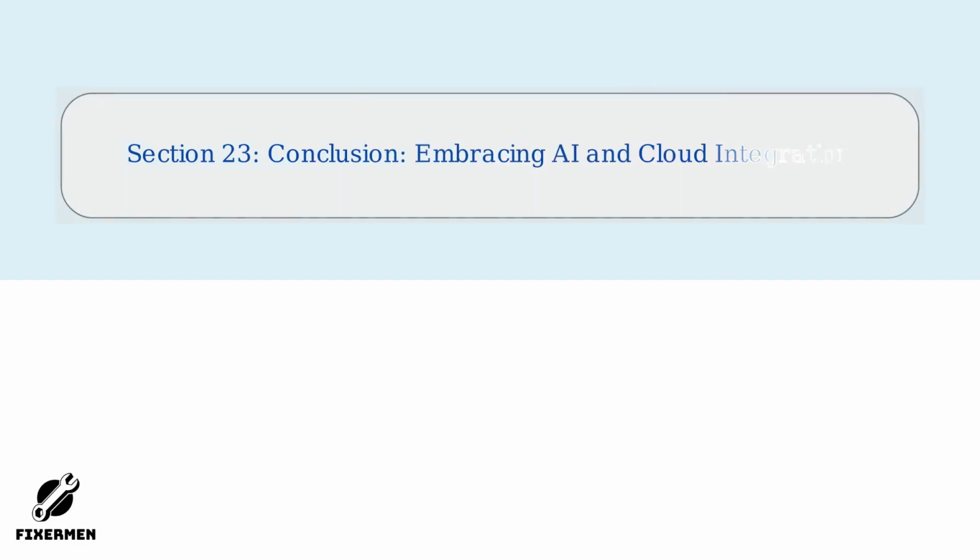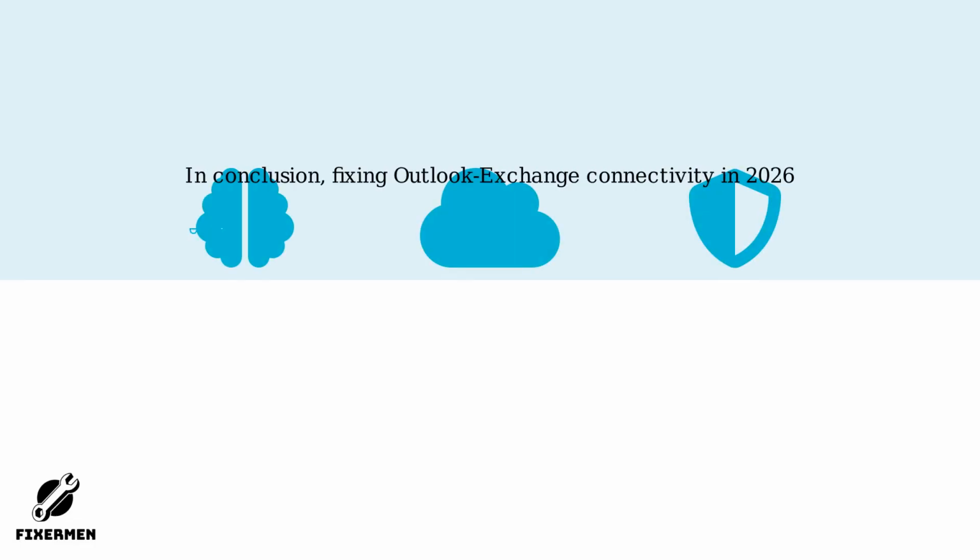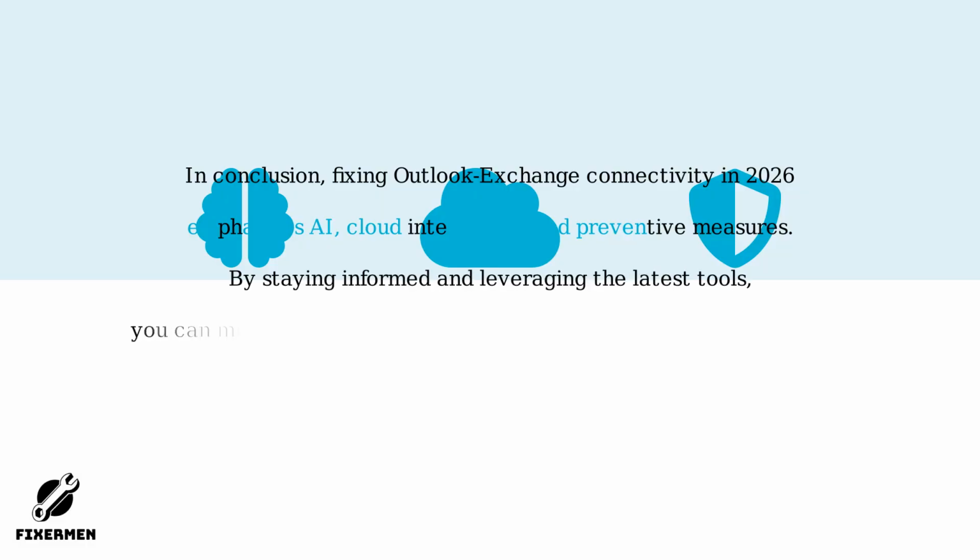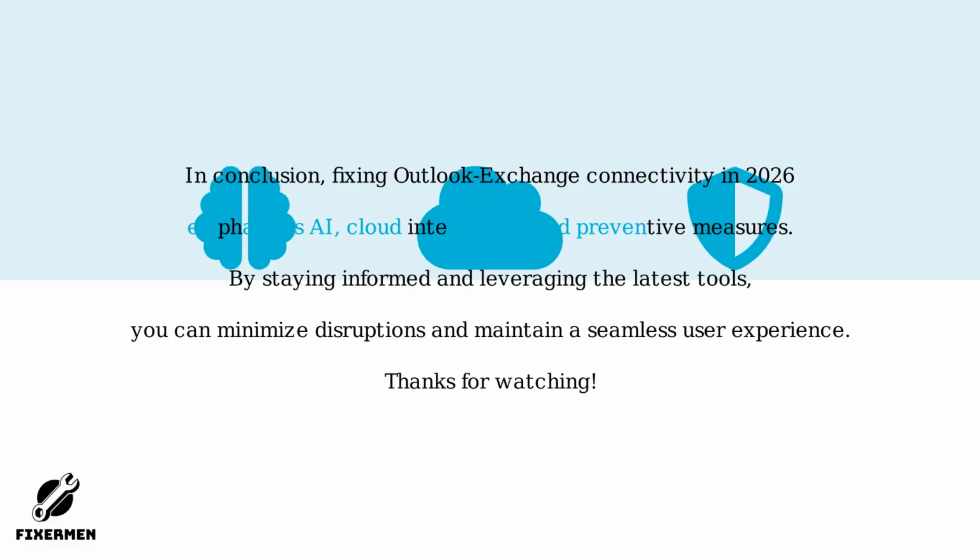Section 23, Conclusion, Embracing AI and Cloud Integration. In conclusion, fixing Outlook Exchange connectivity in 2026 emphasizes AI, cloud integration, and preventive measures. By staying informed and leveraging the latest tools, you can minimize disruptions and maintain a seamless user experience.